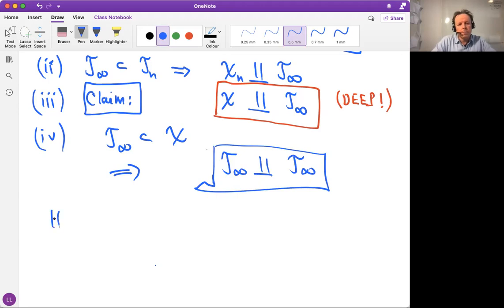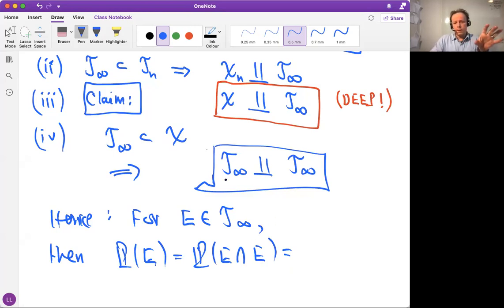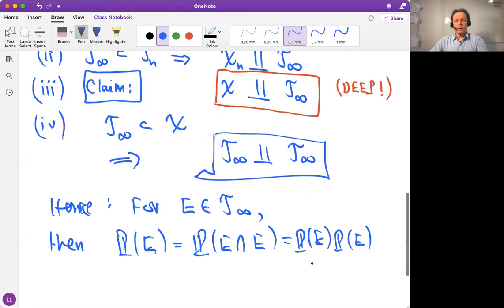This is very strange because, hence, take any event in the tail, or let's use E because that's the letter the lecture note author likes to use. So let's pick any event E in this tail sigma algebra. Then the probability of E is equal, of course, to the probability of E intersection with itself. But now we have one event in T_infinity and the other event in T_infinity, and we have proved that these are independent, so we factorize this product. That's a very strange use of independence. I've never seen it used elsewhere in this form. So for me, this is a strange proof, or let's say kind of magic.